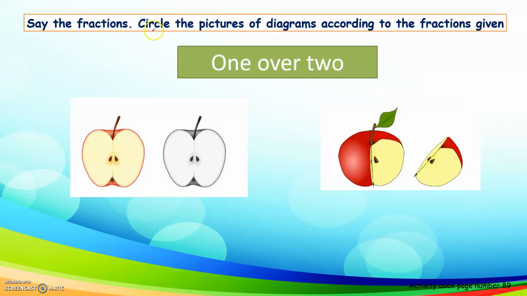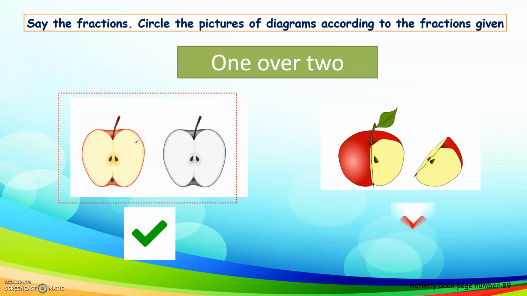Say the fractions. Circle the picture of diagrams according to the fraction given. First, read the fraction 1 over 2. That means I take 1 part from the 2 parts given that are cut equally. Which one will be the answer? A or B? Of course, A. Because the 2 parts are cut equally and I took 1 part. This one is wrong because this part is not equal to the parts left here. Okay, understand?